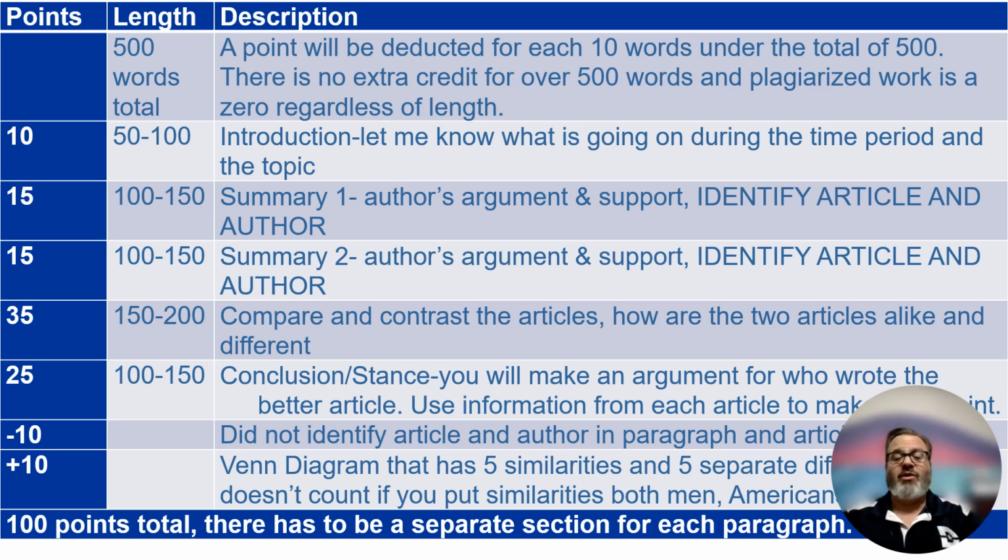Okay, paragraph number 2 is going to be a summary of article number 1. You're going to include in the first sentence the name of the article and the author. So you put the name of the article in quotation marks and then you put the author's full name. After that, you don't use the author's full name or the name of the article, you just use the author's last name. And that should be about 100 words long.